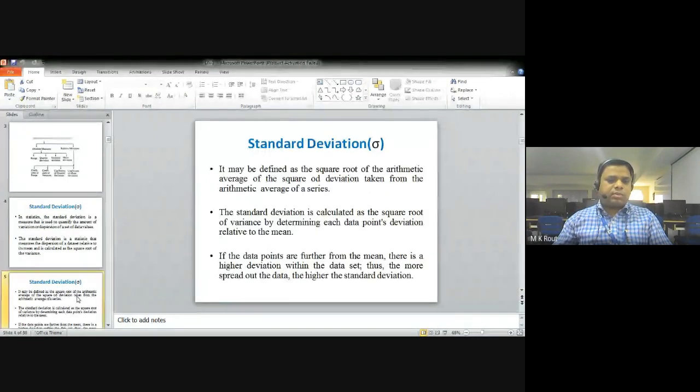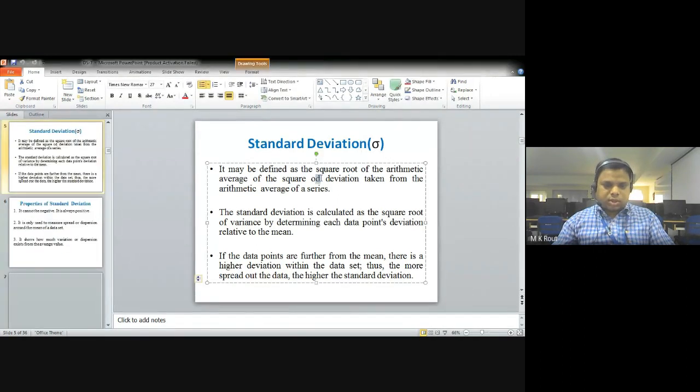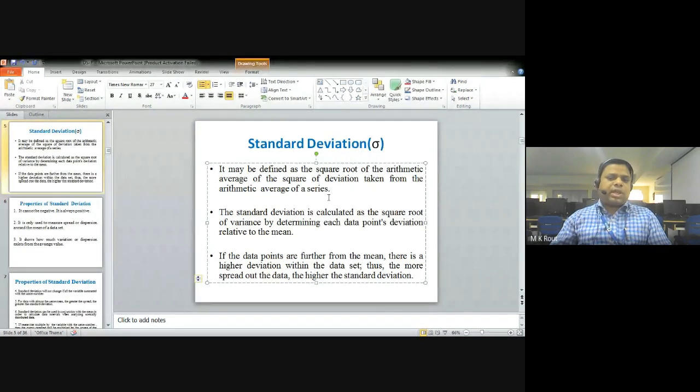Moving to the next slide, standard deviation is basically used in the measurement of dispersion. By definition, it may be defined as the square root of the arithmetic average, that is the mean, of the squares of deviations taken from the arithmetic average of a particular series. Standard deviation is calculated as the square root of variance by determining each data point's deviation from the mean.